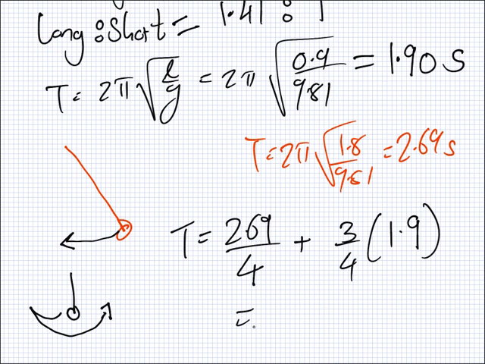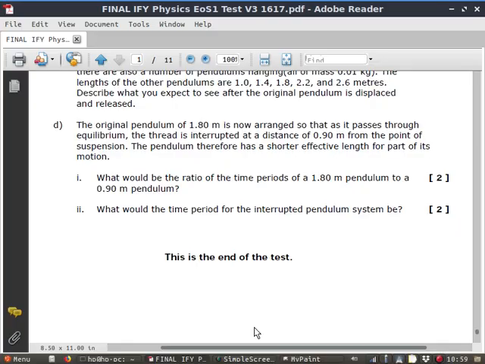Unless I'm misreading something. The original pendulum is now arranged so that it passes through equilibrium. The thread is interrupted at a distance of 0.9 from the point of suspension. Yeah, your assumption is correct that it's a quarter and 3/4. I'm just afraid that this is such a badly worded question.